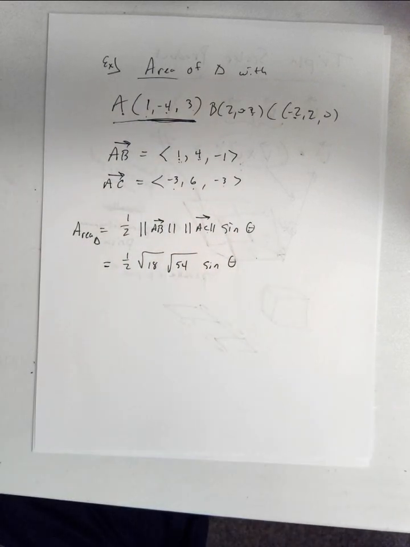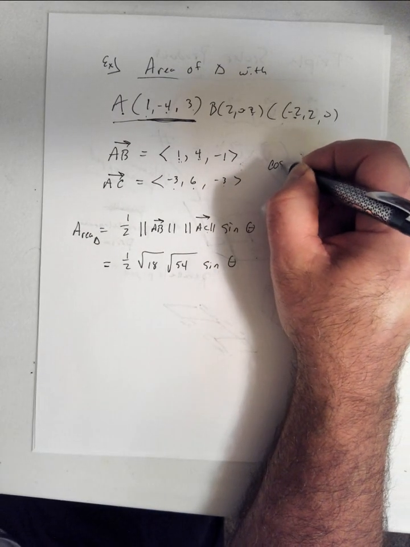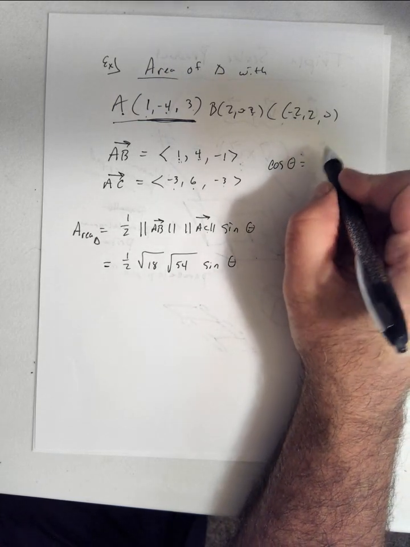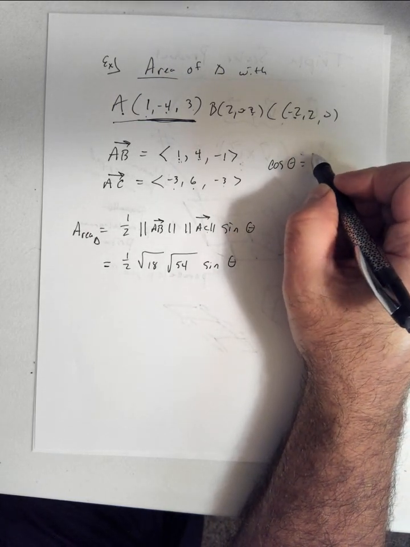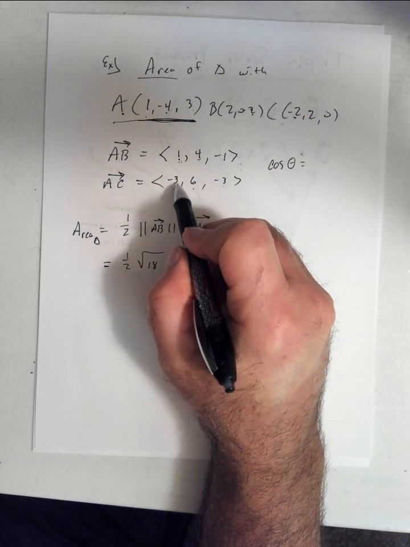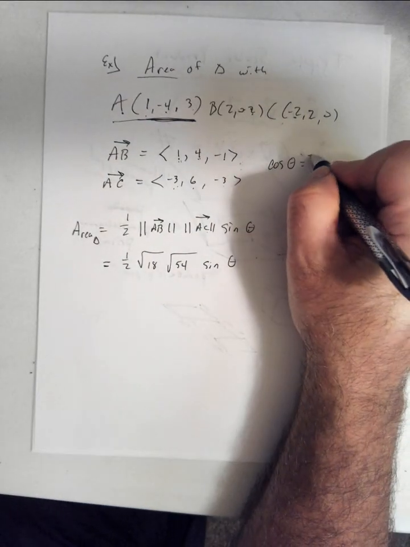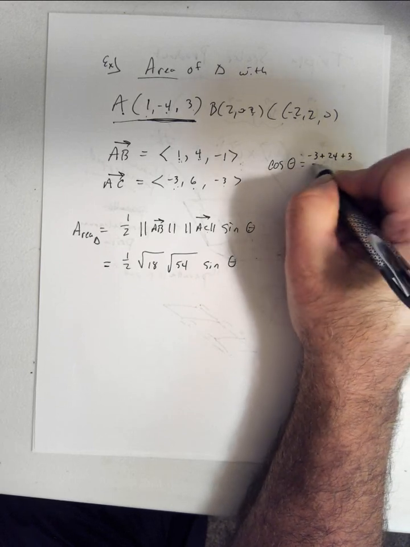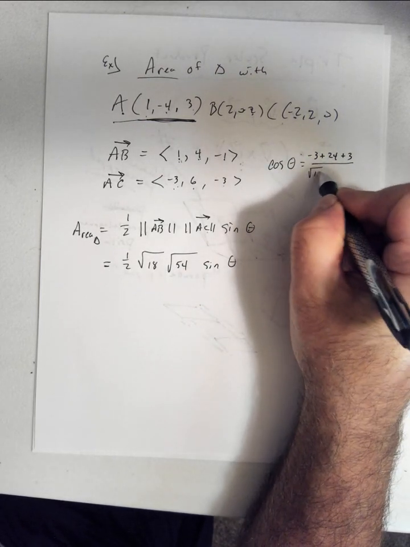sine theta. Now, how do we find theta? Well, theta is the angle between, right? It's the included angle between those 2 vectors. So the cosine of theta is equal to the dot product of the 2 vectors. So the dot product is negative 3 plus 24 plus 3 over the product of the magnitudes, which we just did.